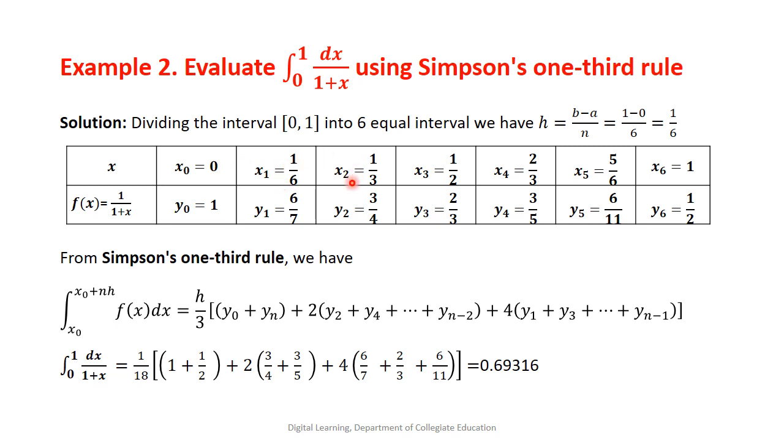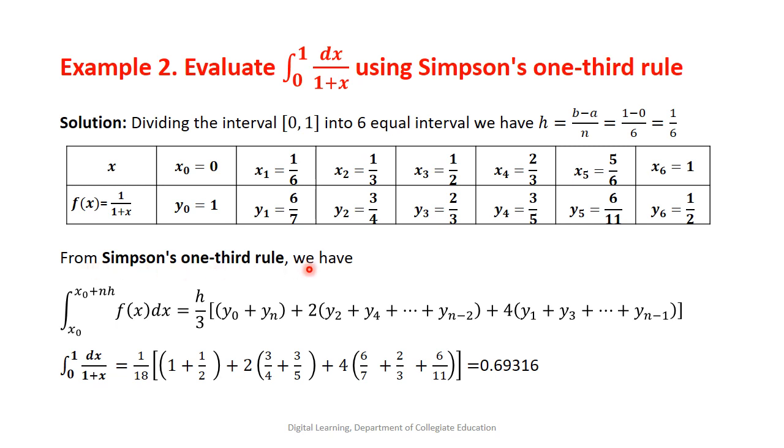Again adding h I am getting x2, adding h I am getting x3. In the same manner I get x4, x5, x6. Similarly, using this x0 over here I am getting y0, x1 over here I am getting y1, x2 this 1 by 3 over here I am getting y2 is equal to 3 by 4. So in the same manner I get y3, y4, y5, y6.